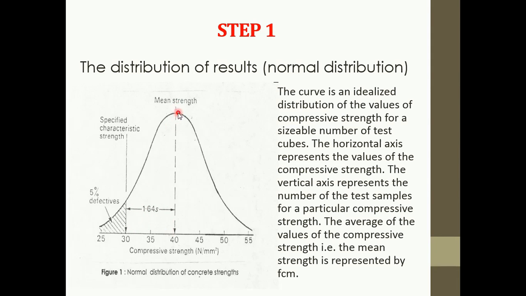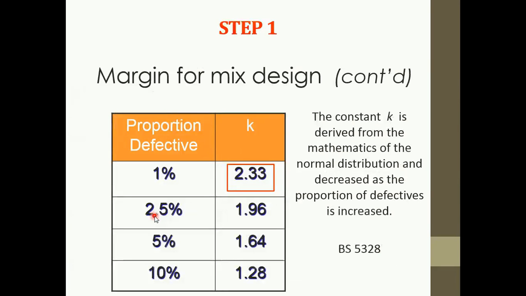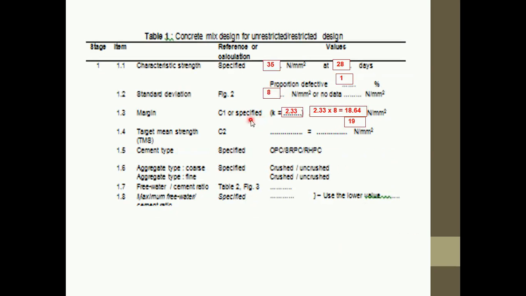So how do we calculate the margin? The margin constant K value is given based on your proportion defect. Since from the equation it is given that we have 1% defect, the K value equals 2.33. This table is taken from BS 5328. Then you calculate your margin: K value 2.33 times the standard deviation gives 18.64, so you round it up to 19.